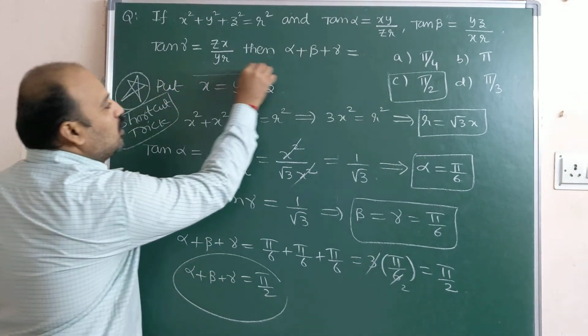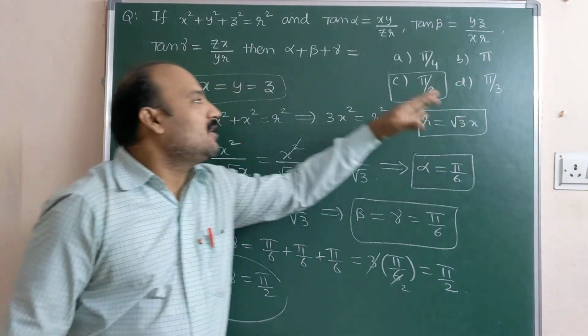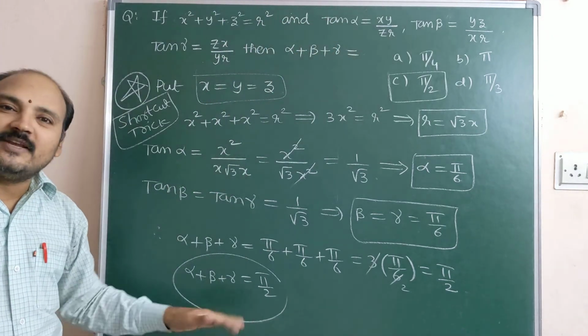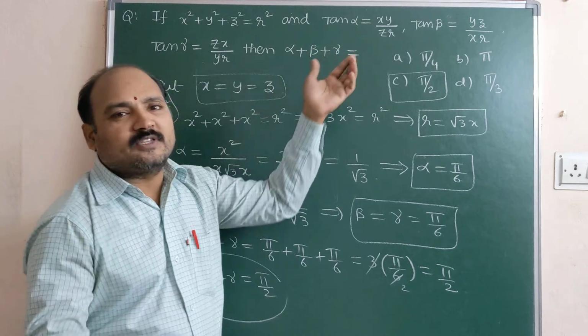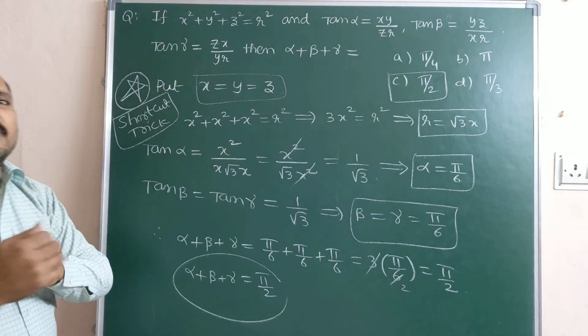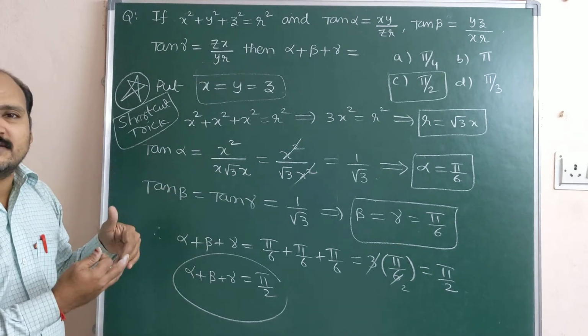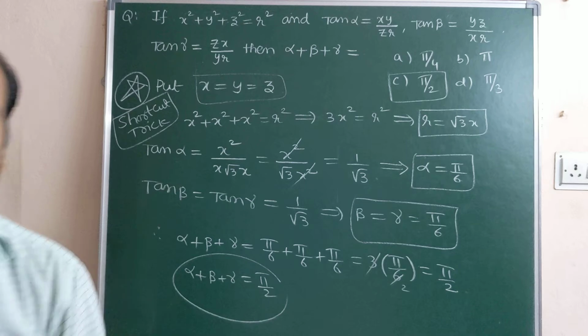If you take x equal to y equal to z, then the r value will become root 3x. So calculate tan alpha, tan beta, tan gamma, and then alpha plus beta plus gamma is pi by 2 will come. If you go by the general method, tan of alpha plus beta plus gamma, you apply the formula tan of A plus B plus C, and it will take much more time, 2-3 minutes. I hope you understand. We will move on to the next question.